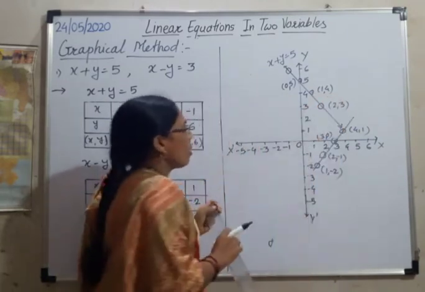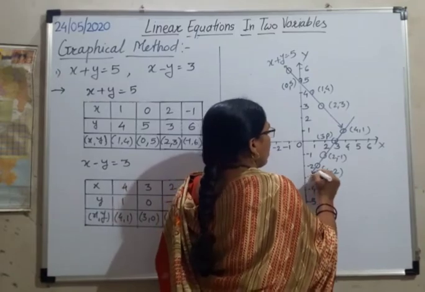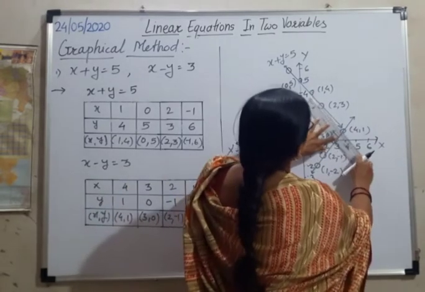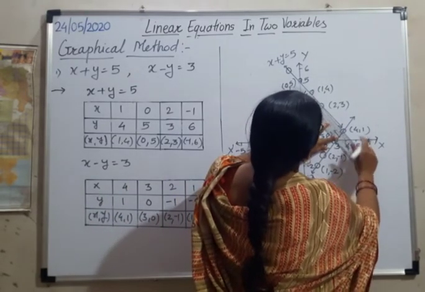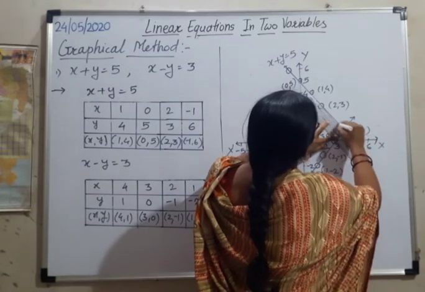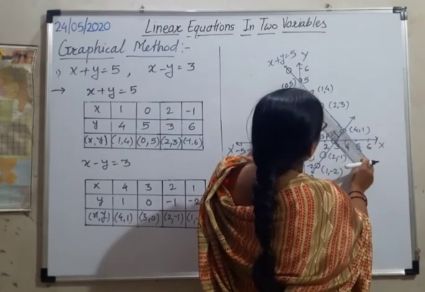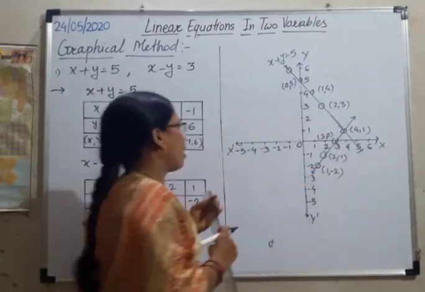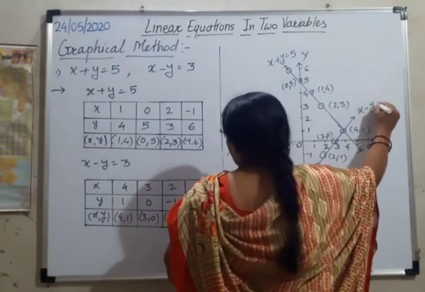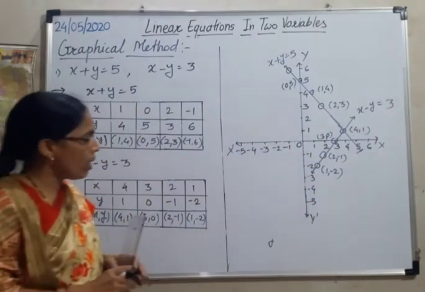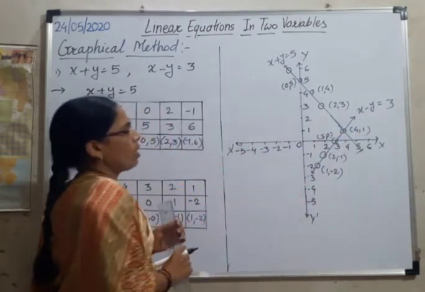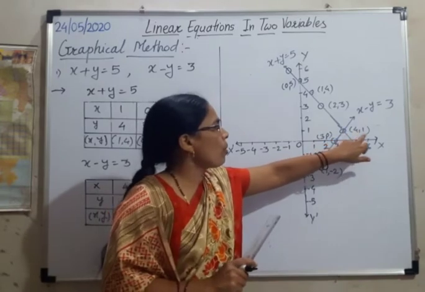Now these two lines are not intersecting here because we drew this line too short. So we can extend this line in this way. And here we have to write the equation of the second line, x minus y is equal to 3. Now these two lines are intersecting at the point 4, 1. It means the coordinates of the intersection point are 4 and 1.